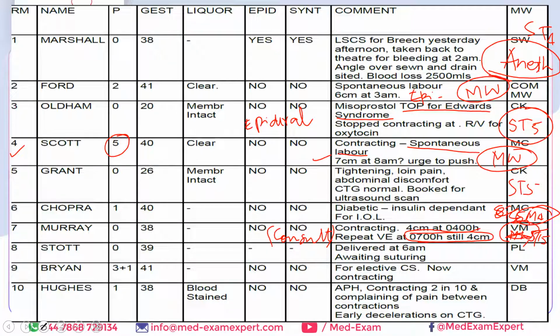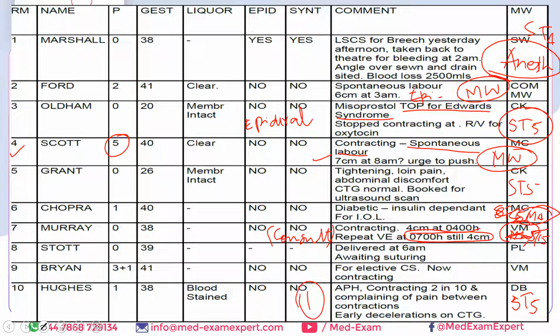Okay, this is also an urgent case, and it looks like she's having abruptio. I will be going to this patient too, but I have to prioritize my patients. So the first patient I will be visiting will be room number 10, as she needs my urgent attention.